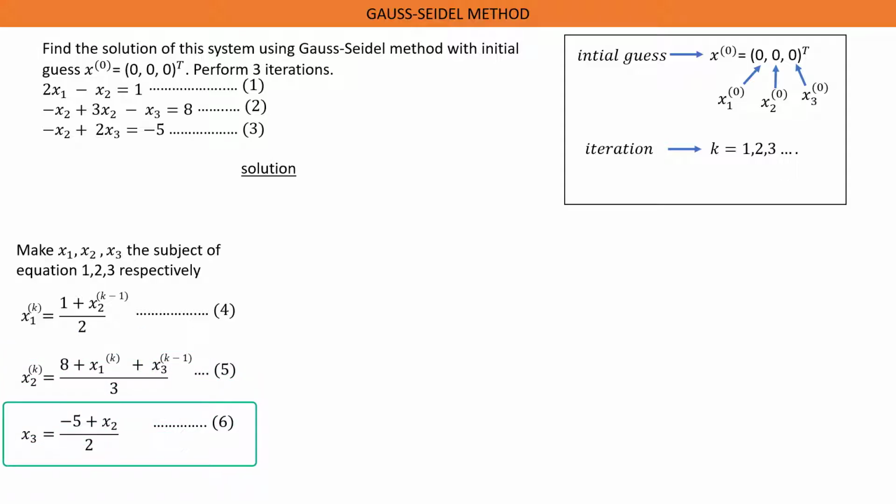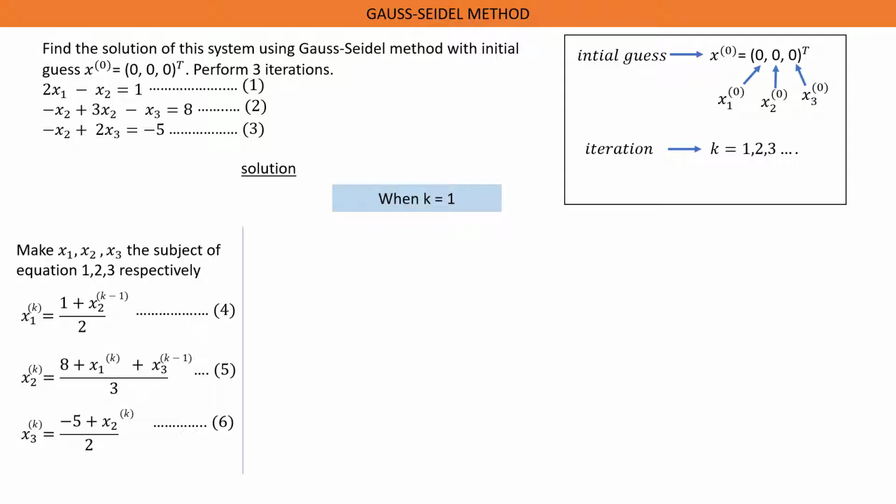From equation 6, add iteration K on top of S3 on the left hand side of the equation, and on the right hand side of the equation, what do you think we are going to add to S2? Good. We are going to add iteration K on top of S2 on the right hand side of the equation, because S2 is already calculated in equation 5. We can now perform our iterations.